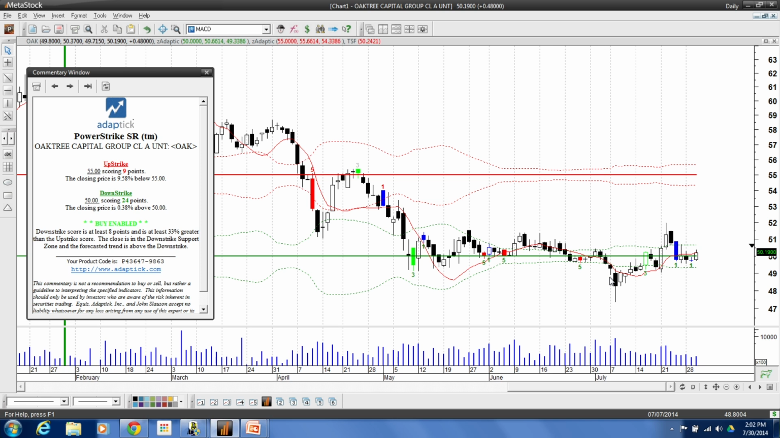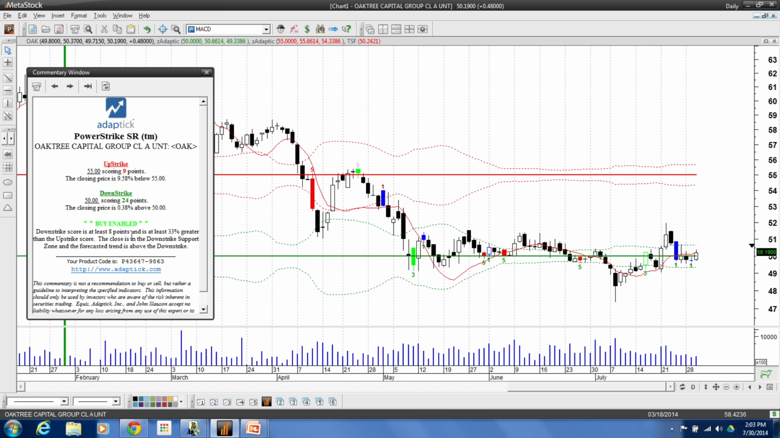Now the forecasted trend it's talking about is actually this solid red line here. So if I hover over it, you can see this is called the time series forecast. So the time series forecast indicator is a big part of this in understanding that direction of price. So you can see it's actually above the downstrike, and that gives it another push toward that buy signal. So that's the setup criteria for all the signals to come together. So it has to give you this. So using the commentary window is a strong part of using PowerStrike.